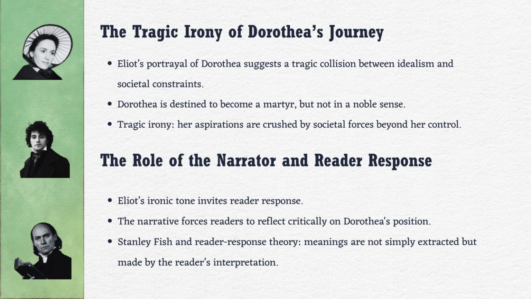The tragic irony here is that Dorothea's desires for a meaningful life are ultimately crushed by these societal forces, leading her to become a martyr, but not in a noble sense. Instead, she becomes a victim of a system that does not allow her to flourish. The narrator's ironic tone throughout the novel encourages readers to engage with Dorothea's character more critically.